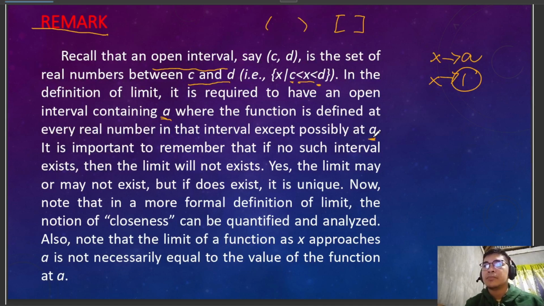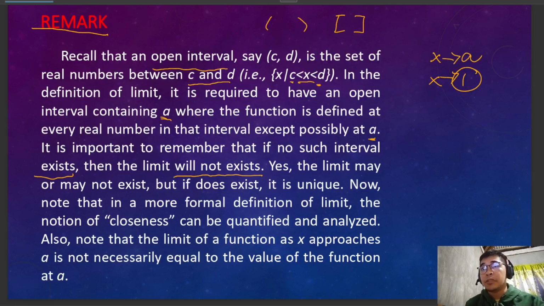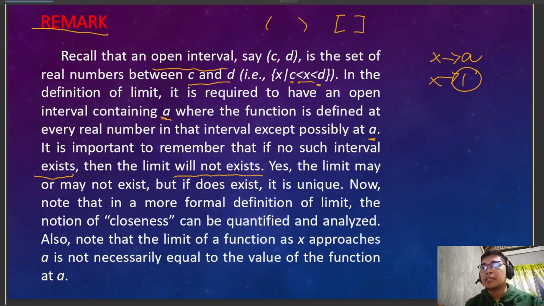It is important to remember that if no such interval exists, then the limit will also not exist. Okay? The definition is that simple. If one exists, then it's okay. If none, then none. Yes, the limit may or may not exist. So the limit can exist, or it can also not exist. But if it exists, as we know, it is unique.